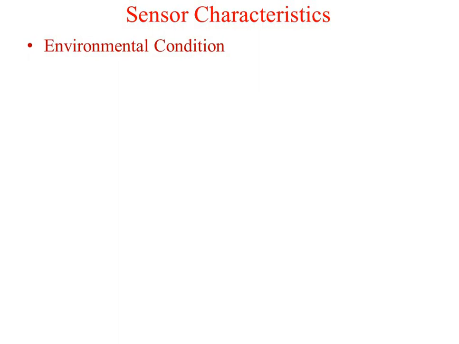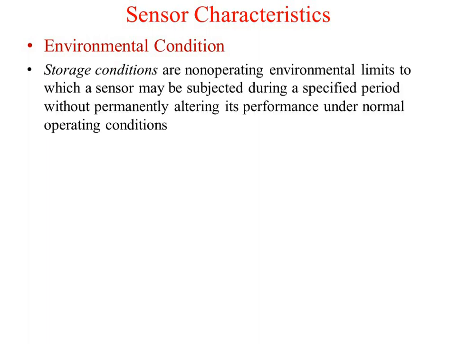Now the most important parameter is environmental condition. We know that the most important environmental condition is temperature. Whenever the temperature is changing, the sensor materials have their own physical characteristics, and these physical characteristics respond to the changing environment. Temperature is one of the important parameters. When the temperature is changing, there will be a drift in the output. So these conditions alter the performance of the sensor.